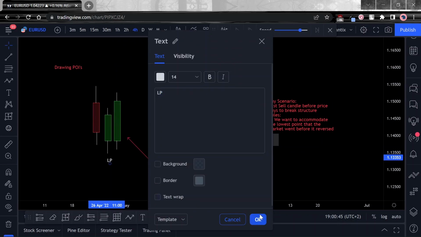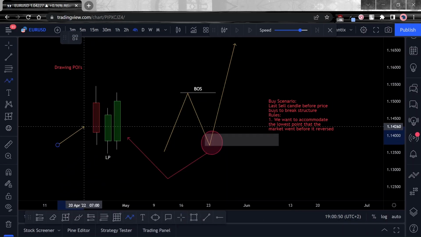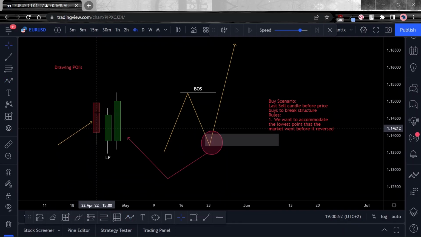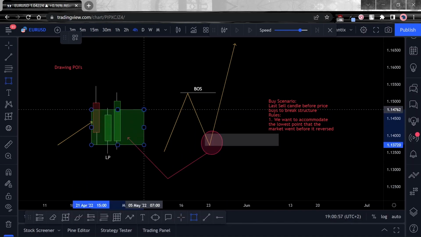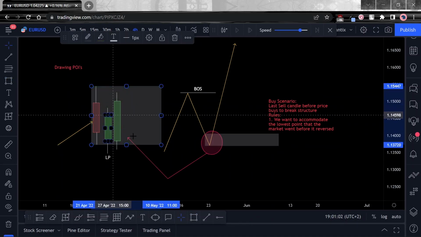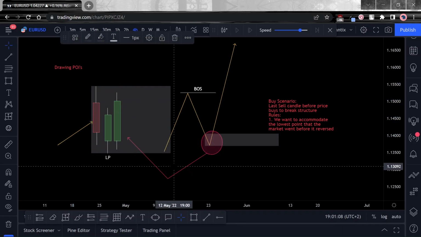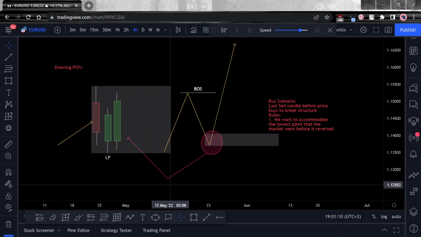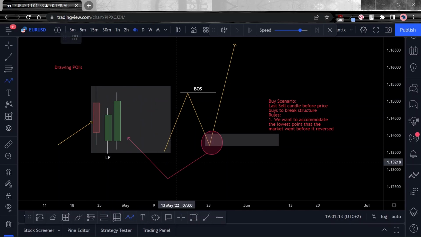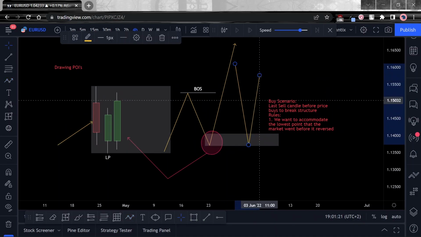Let me remove this wrap. This will be our lowest point, but this over here would be the candle that we're looking for as a POI. So instead of just highlighting this last candle over there, we want to accommodate this lowest point over here, which is our LP, because when price comes back into this zone, it might just push to the very lowest point before price shifts to go up.